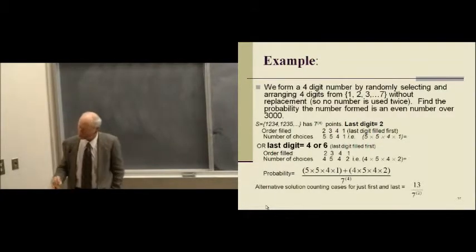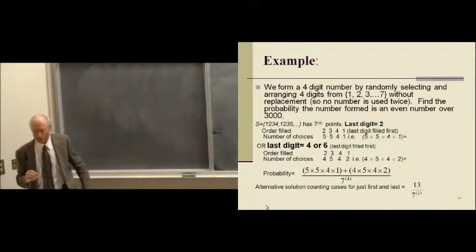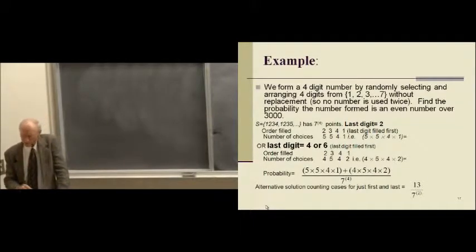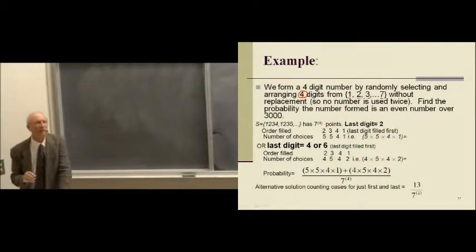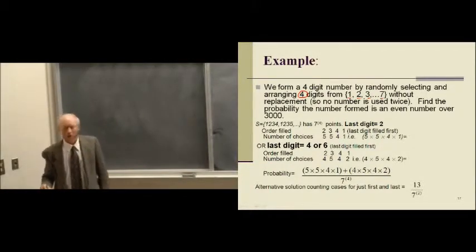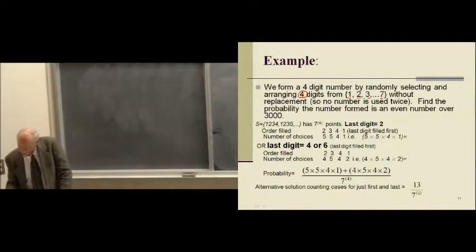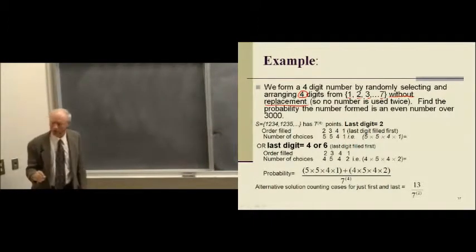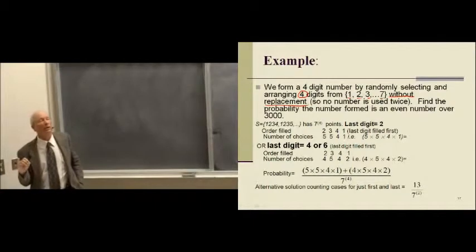Here is a question which I think is also at the end of the chapter. We form a 4-digit number by randomly selecting and arranging 4 digits from the numbers 1 up to 7. We are selecting without replacement, so I can't use the same number twice. Find the probability that the number formed is an even number over 3,000.